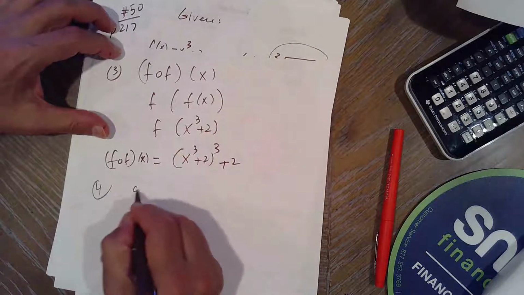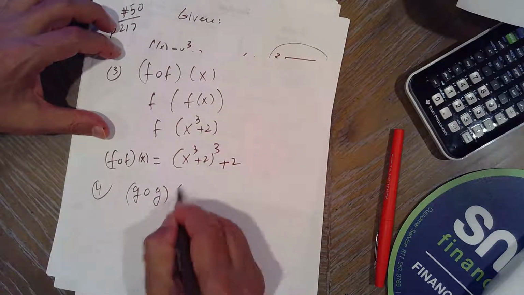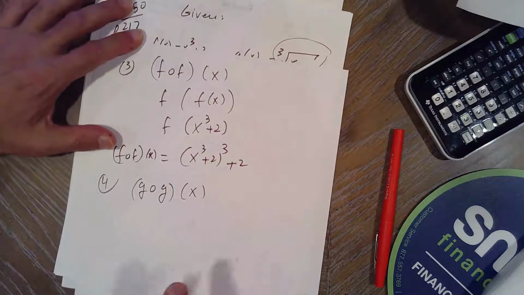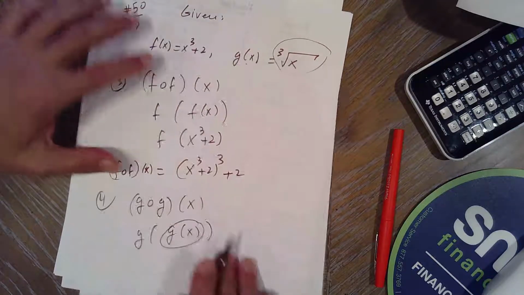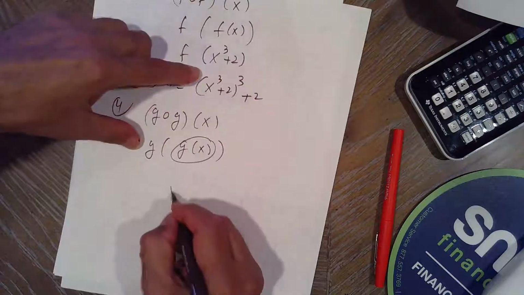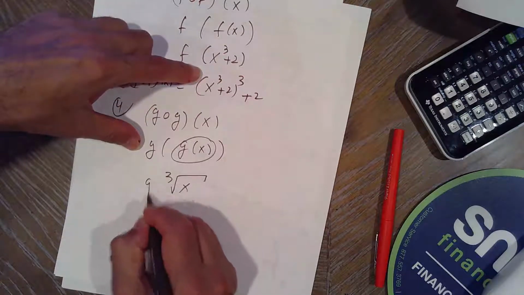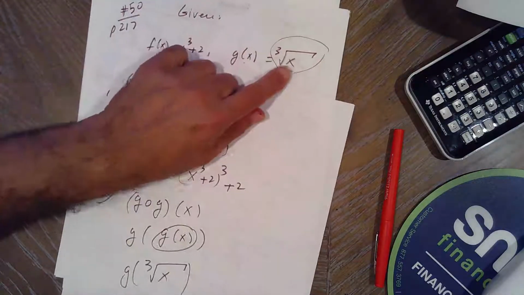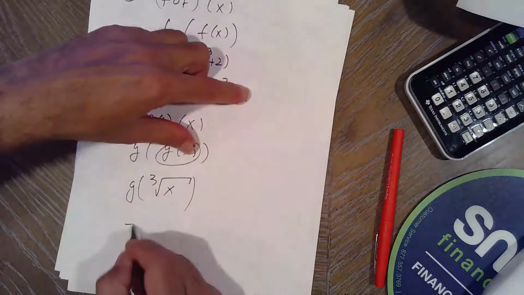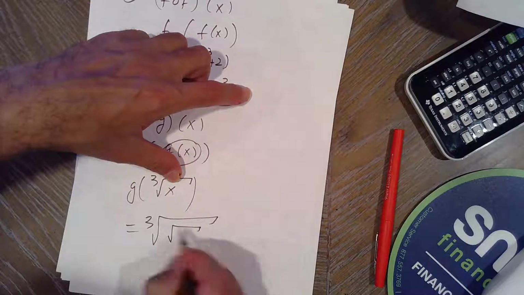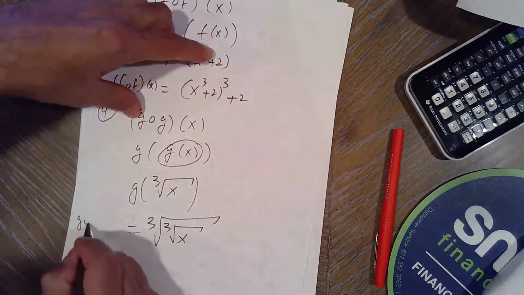And finally, g composite g of x. So we're going to input g of x into g. g of x is cube root of x. But we're going to input this into g. So we're going to put cube root of x in there for x. So it's going to be cube root and then cube root again of x.